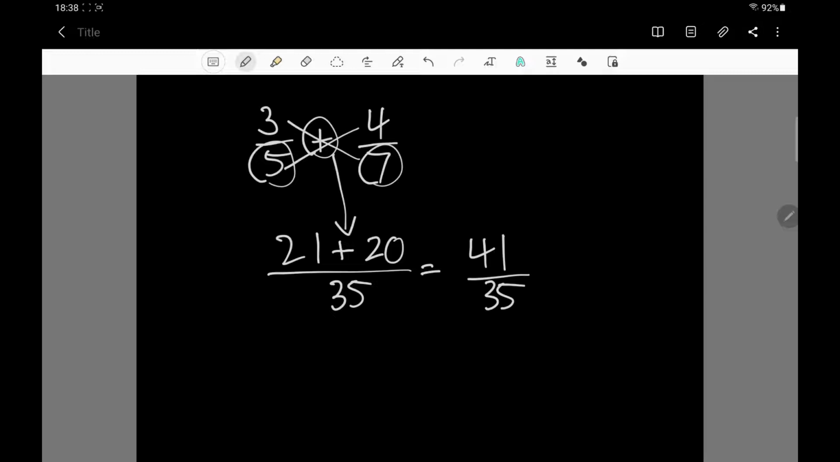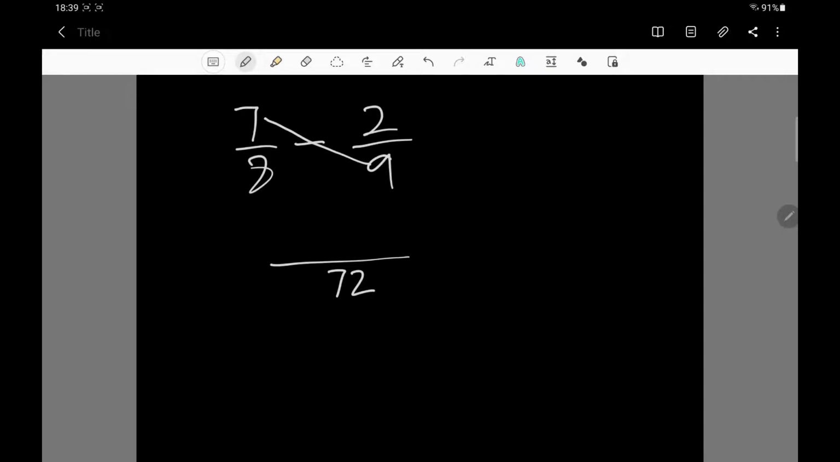Alright, let's try another example. Let's say we have 7 over 8 minus 2 over 9. So let's use the same technique. 8 times 9 is 72. Then 7 times 9 is 63, minus 8 times 2 is 16.